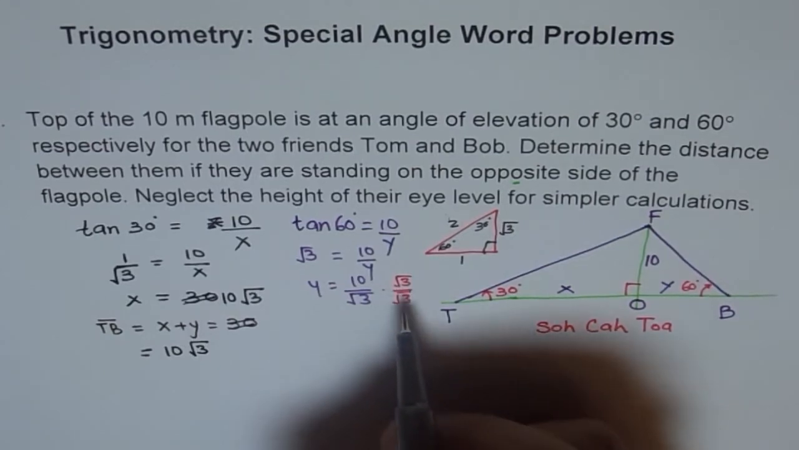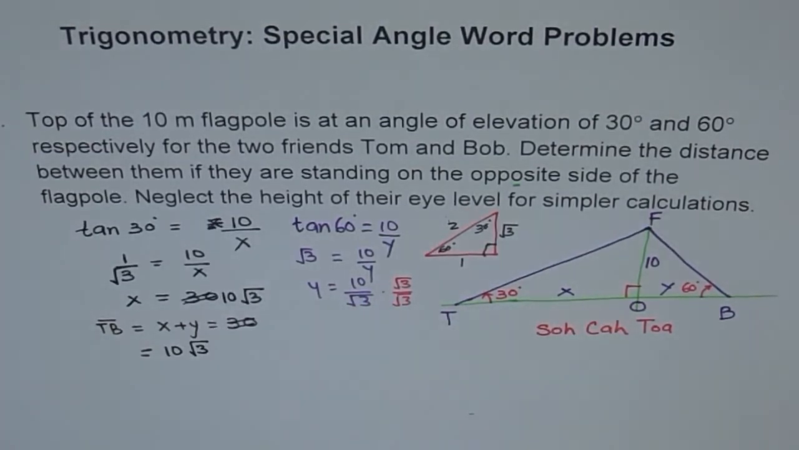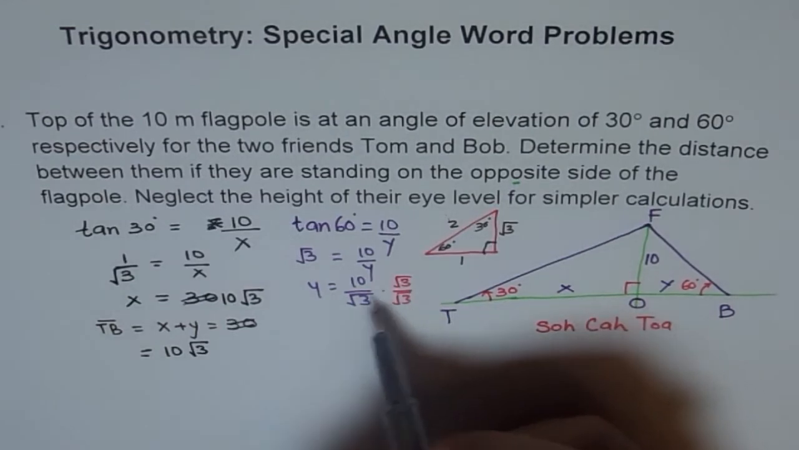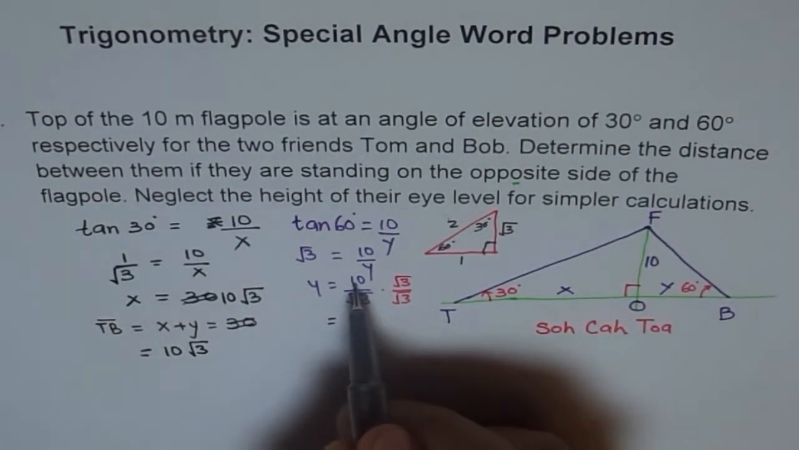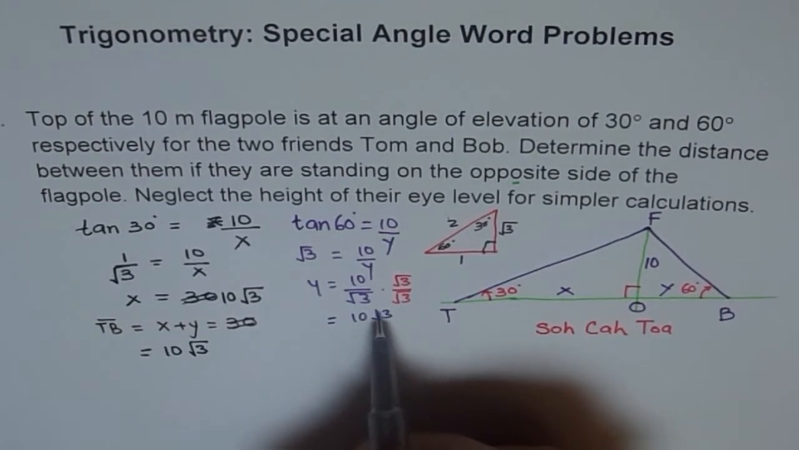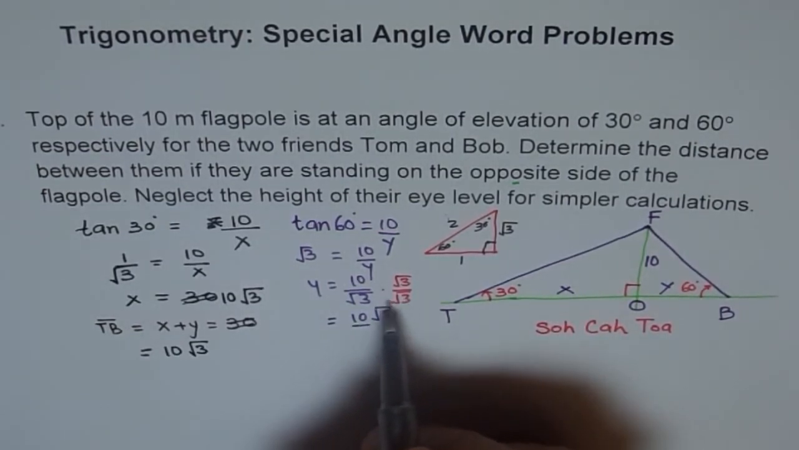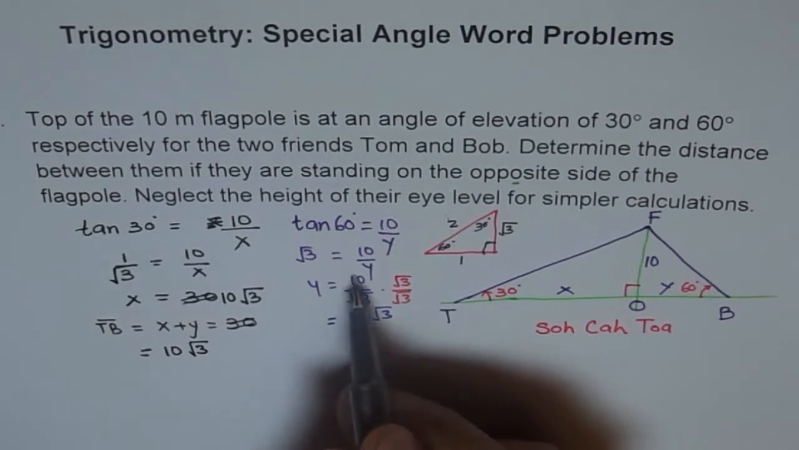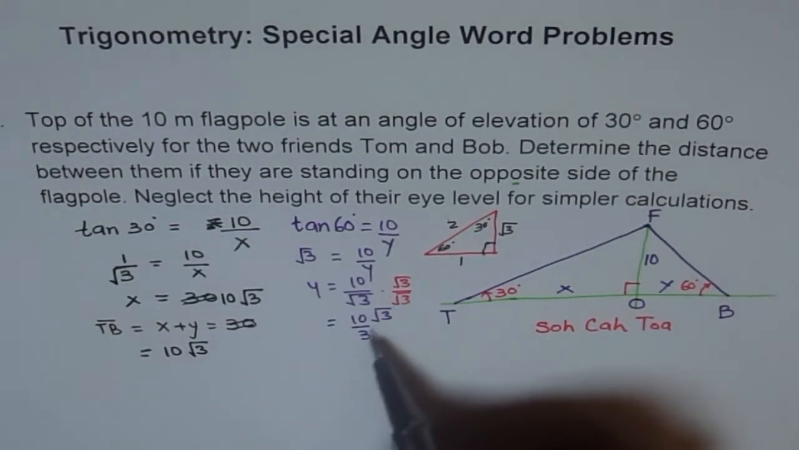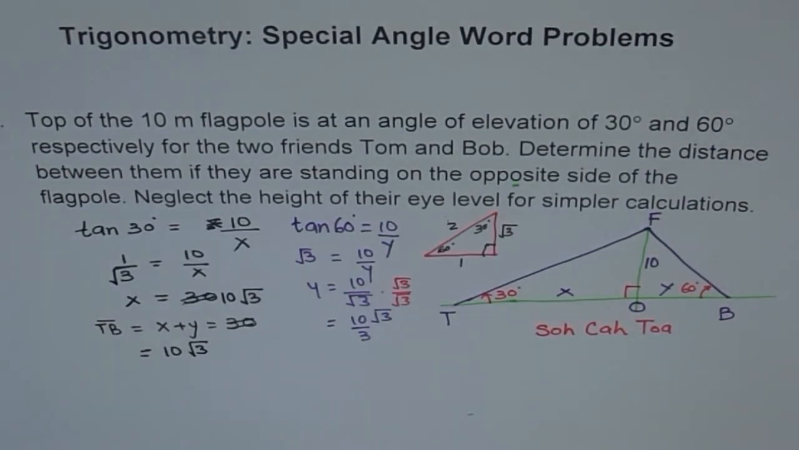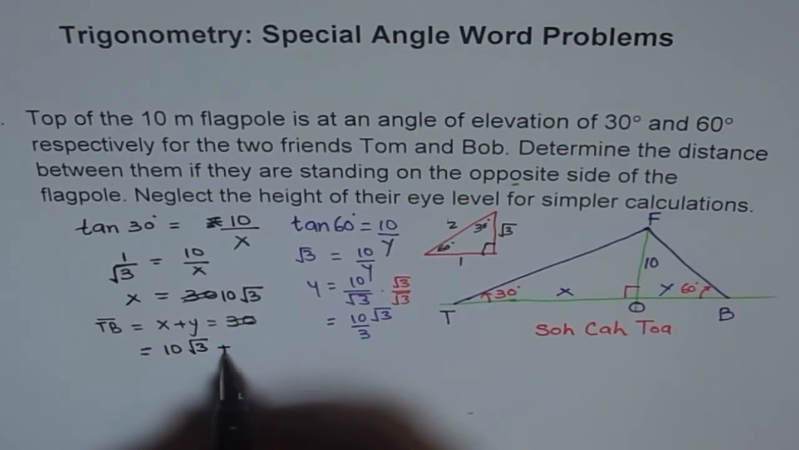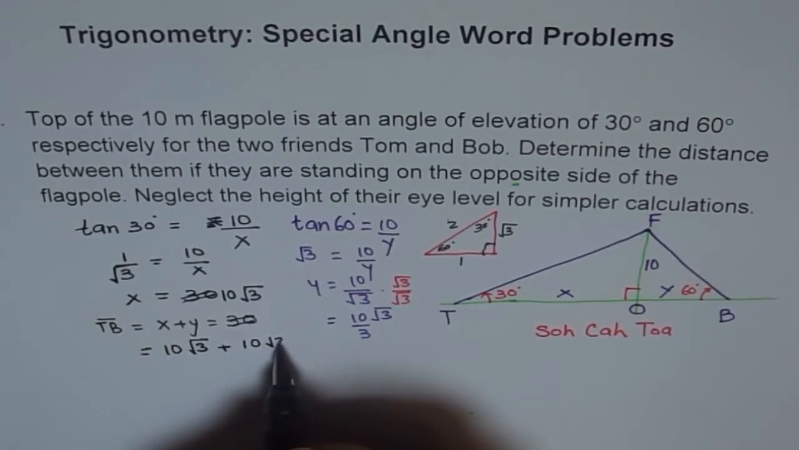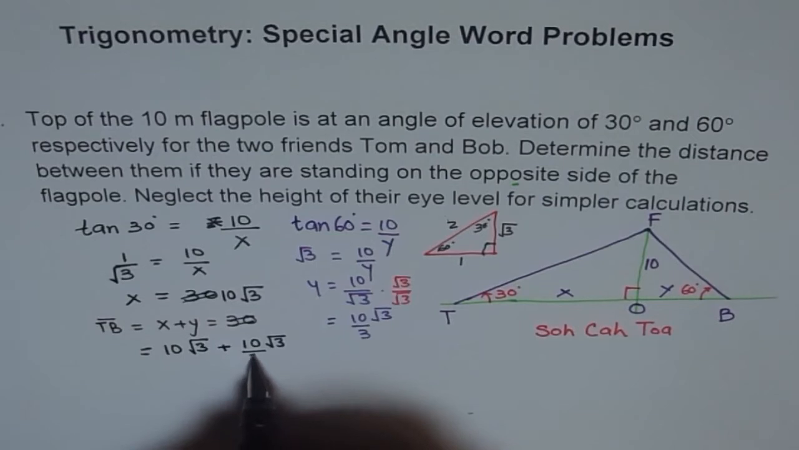When we do so, then what do we get? Because multiplying and dividing by the same number doesn't really change the equality, correct? So we get y equals 10 square root 3 over 3, right? Square root 3 times square root 3 is 3. So we get y as this. It's a good time to rationalize it so that we get rid of the radical from the denominator. Now we will substitute this value of y here, and we will get 10 square root 3 over 3. Do you see that?